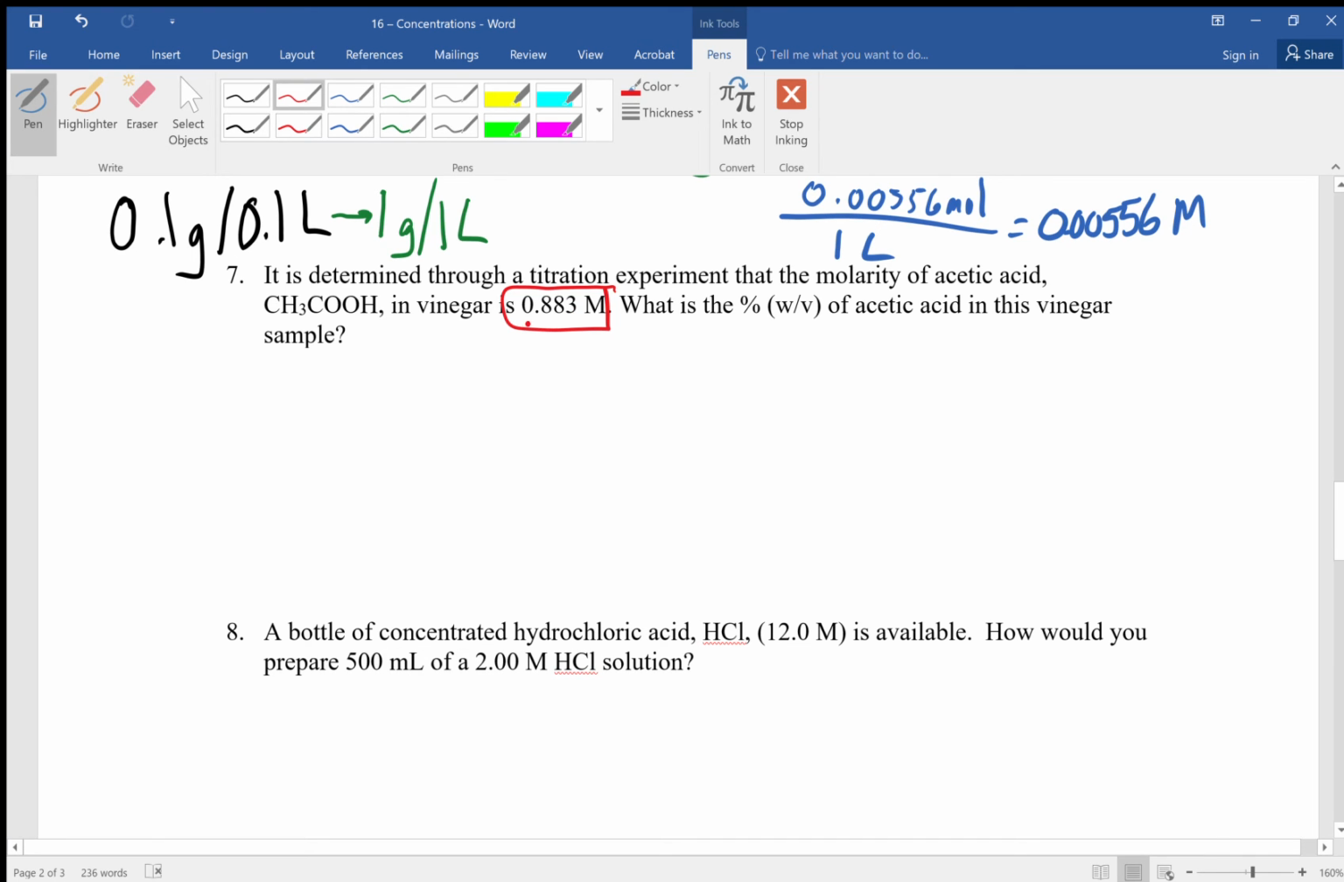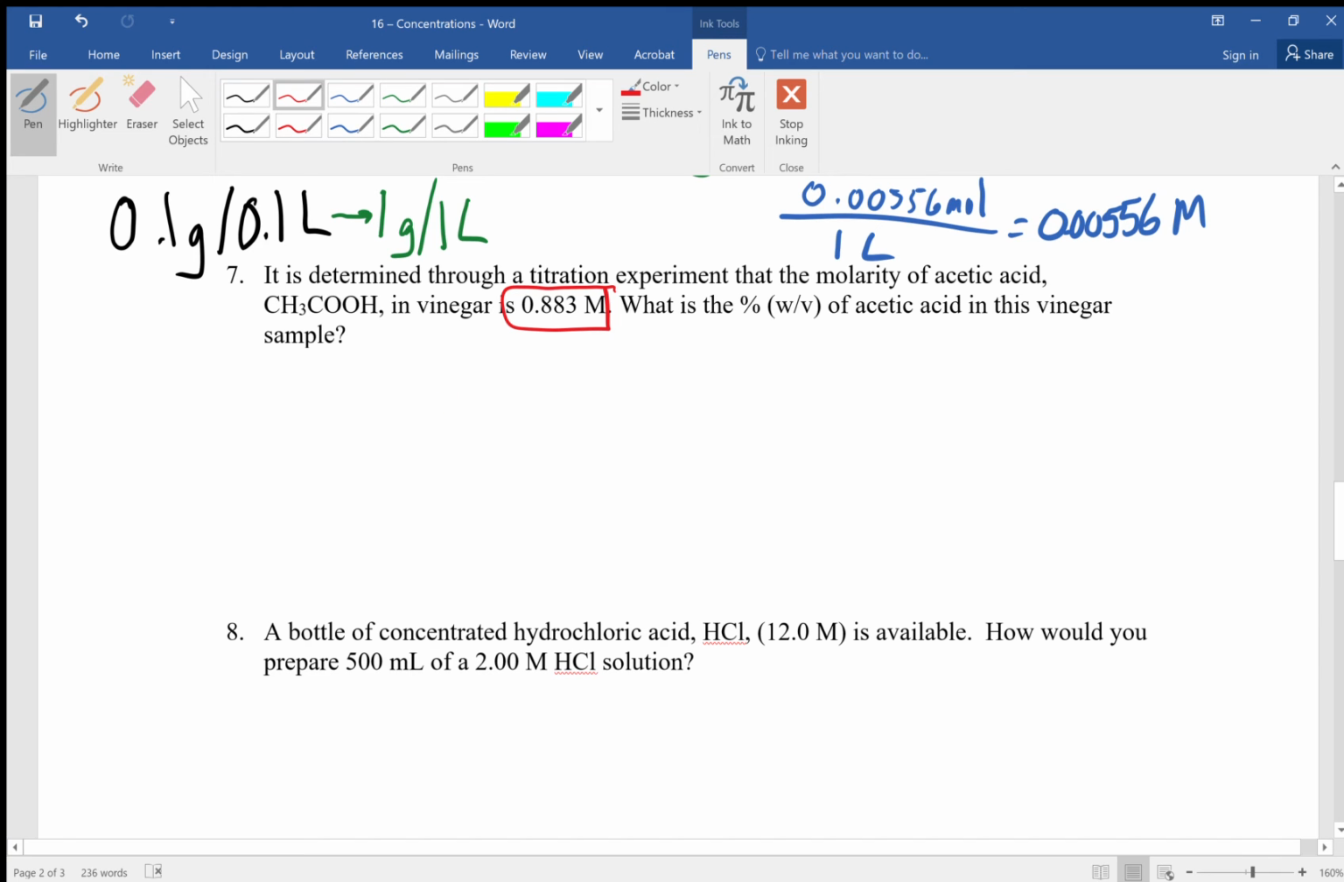But we find that the molarity of acetic acid in vinegar, acetic acid, if you're not familiar with it, when you open a bottle of vinegar, the smell that you immediately get from that bottle, that's acetic acid. So we find the concentration to be 0.883 molar. And we want to know what the percent of acetic acid is.